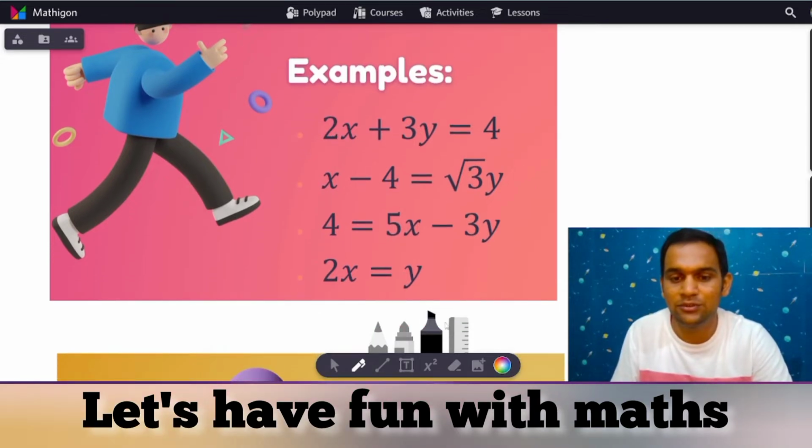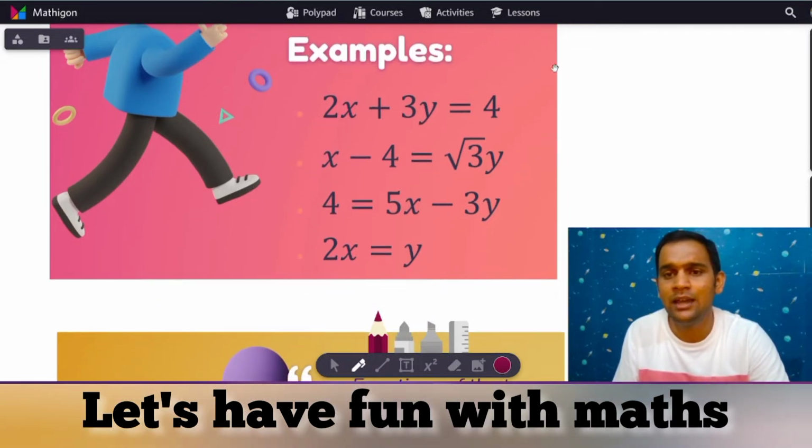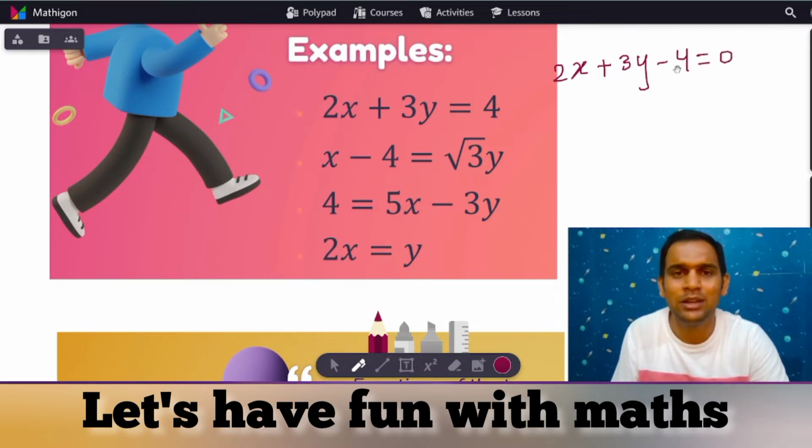As you can see, 2x plus 3y equals 4. I can write it as 2x plus 3y minus 4 equals 0. Is it in the form of ax plus by plus c equals 0? Absolutely yes. So this is a linear equation in two variables.